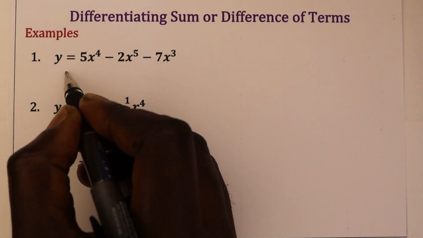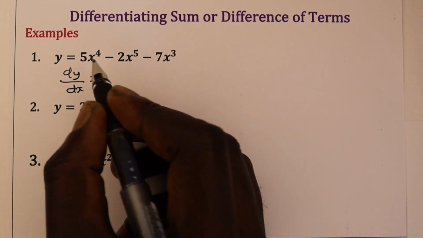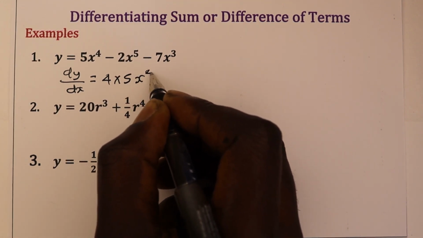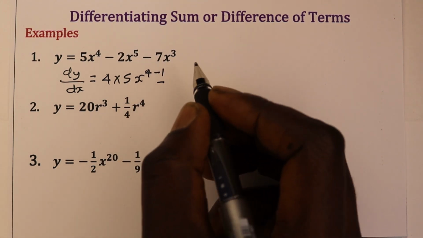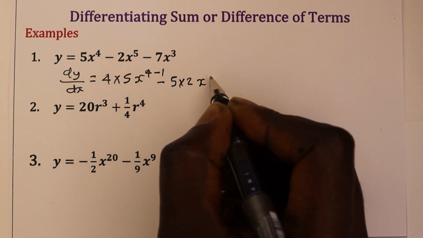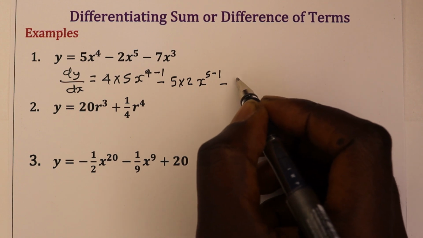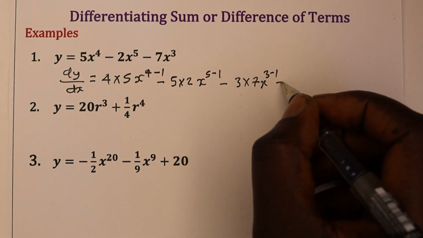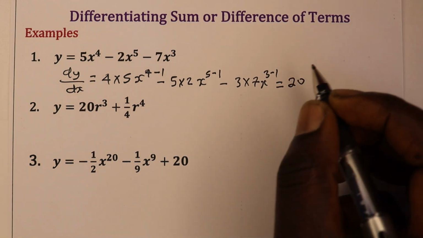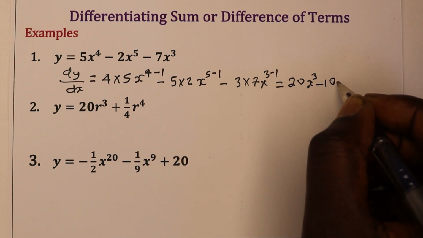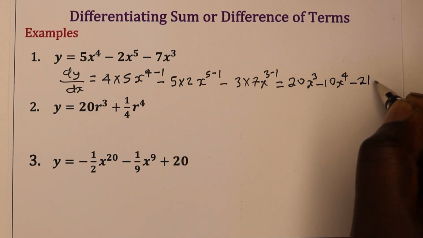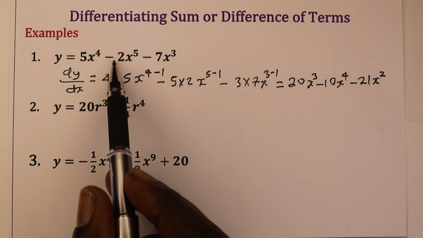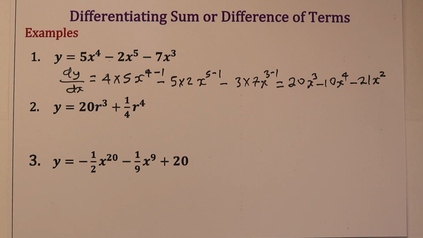So for this case, dy dx will be, you multiply by the power, that is 4 times 5, x raised to the power of 4, reduce the power by 1, then do the same for the second term there, that is 5 times 2, x raised to the power of 5 minus 1, minus 3 times 7, x raised to the power 3 minus 1. So you'll find that this will be 20 x raised to the power 3 minus 10 x raised to the power 4 minus 21 x raised to the power 2. So it's just a matter of handling each term independently and then using the signs between them. If it's a minus, you subtract. If it's a plus, you just add the terms.